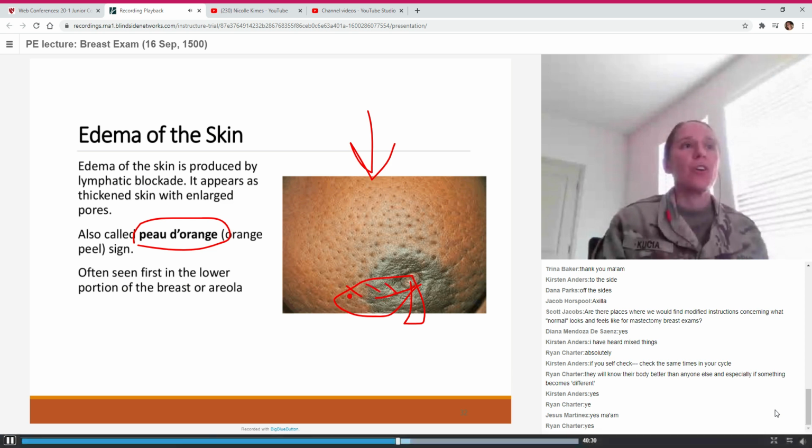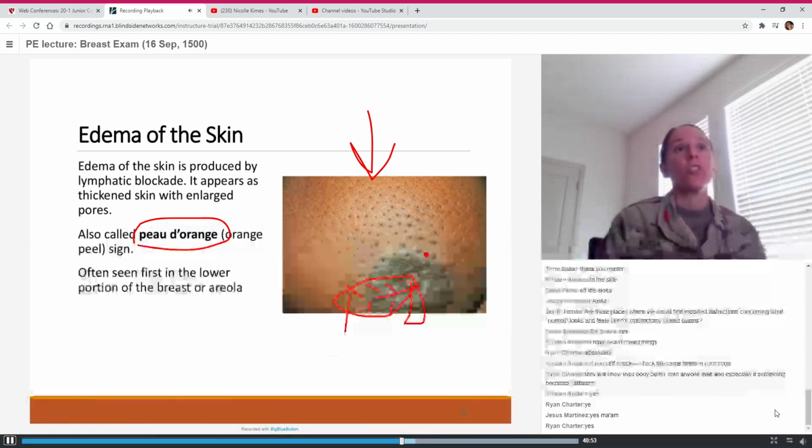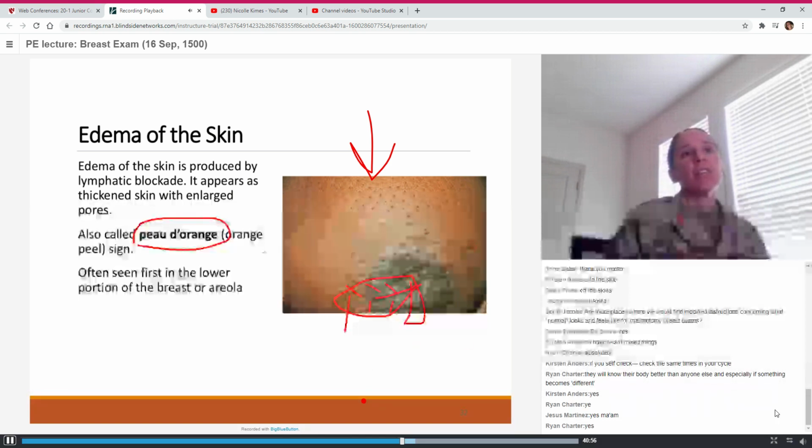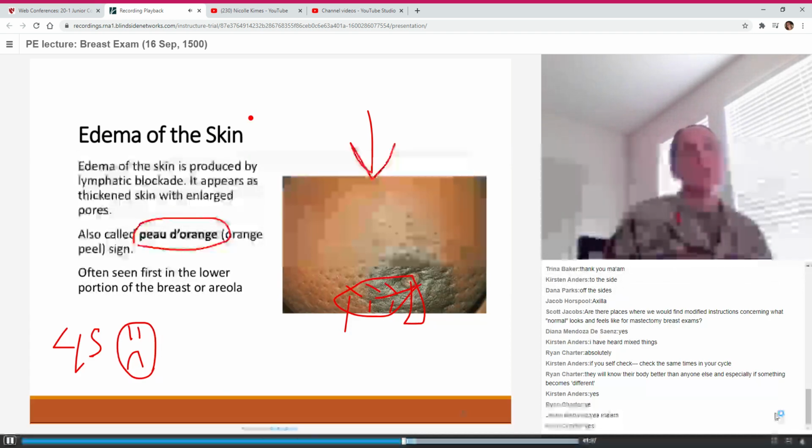This is a concern. This happens because of the lymphatic blockade. It's very thick, like the rind of an orange almost. It feels thick. And it often starts on this distal aspect of the breast, so like under or towards the areola is where you'll see it. If you see this, catch this. So yeah, be on the lookout for that. I've never seen it in person. This is literally on every board question forever, peau d'orange.